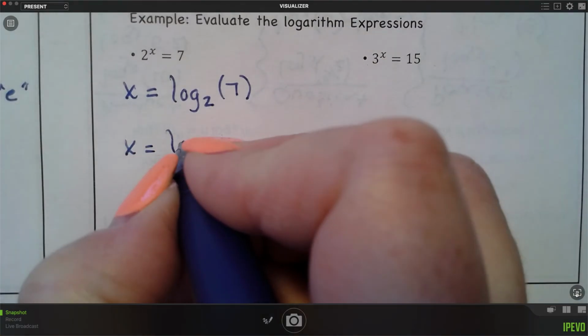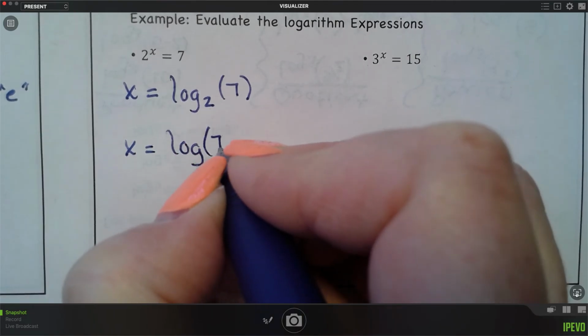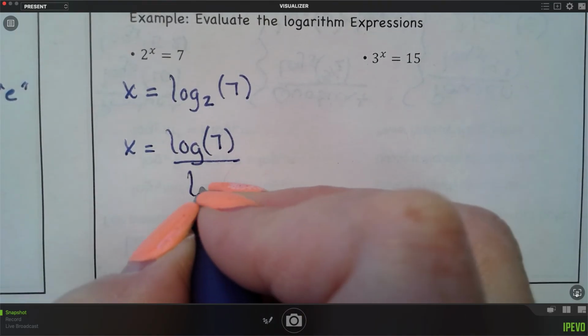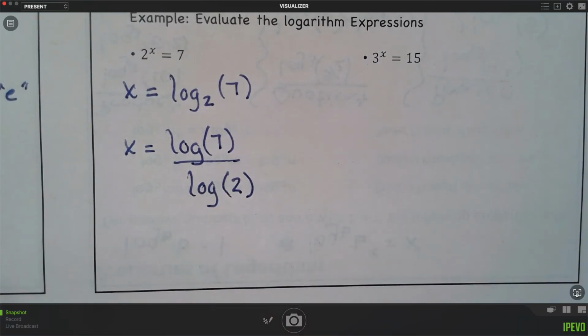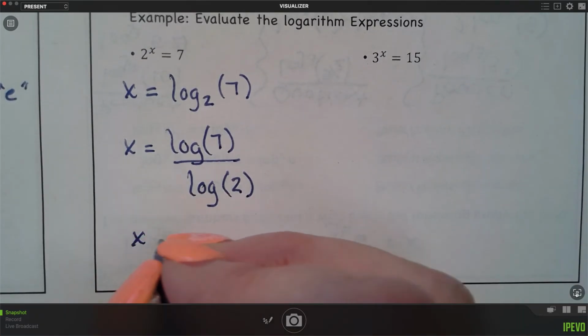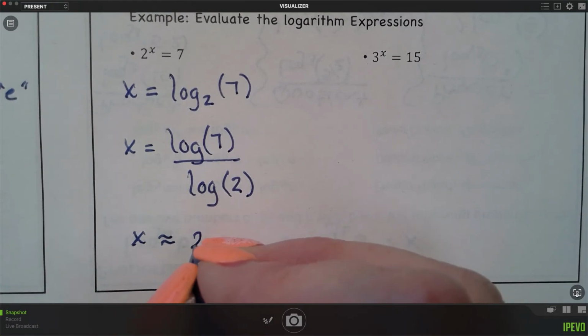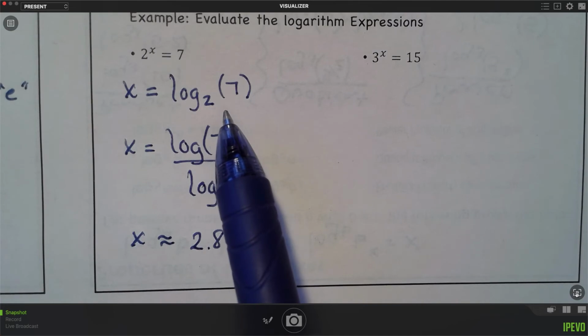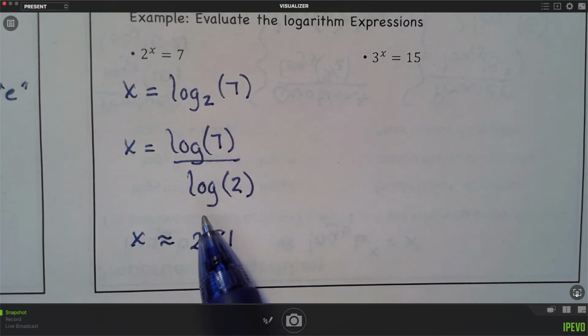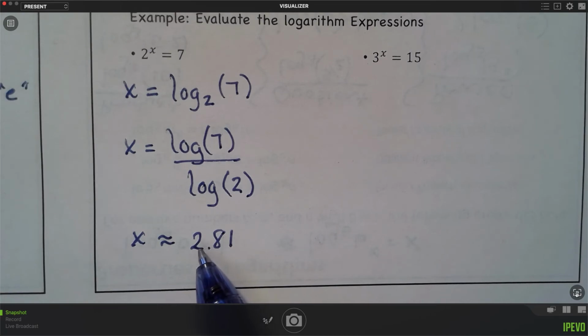What are you going to put in your calculator? Log of 7 divided by log of 2. And that is 2.81. We already just did it. Okay. So now you're not going to leave it like this. Even if I don't give you a calculator, you're going to go one more step and change it to something else. You're going to leave it so you can put it in a calculator. Got it?